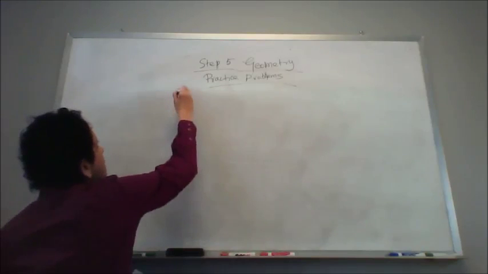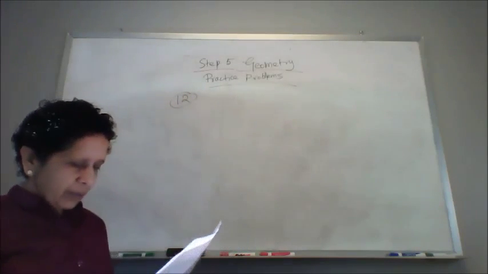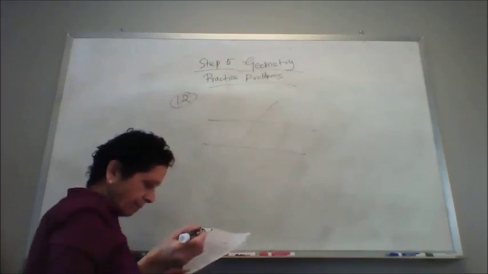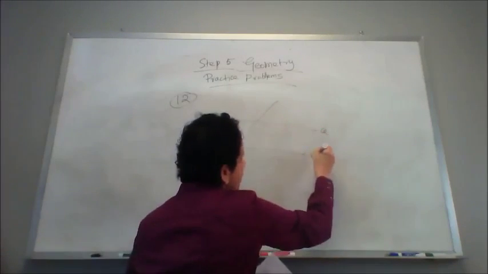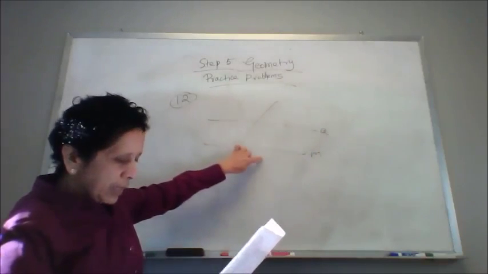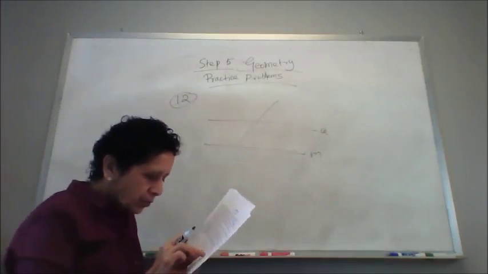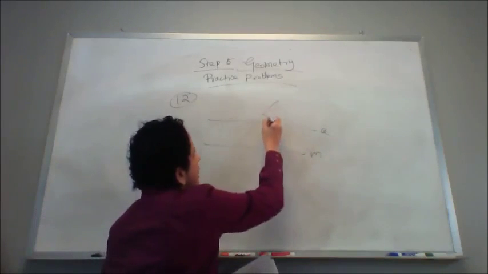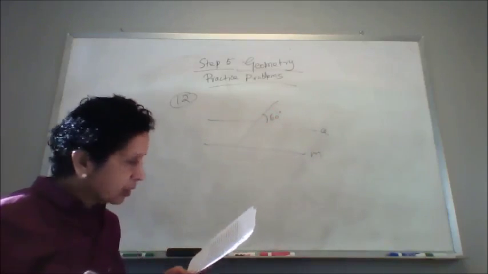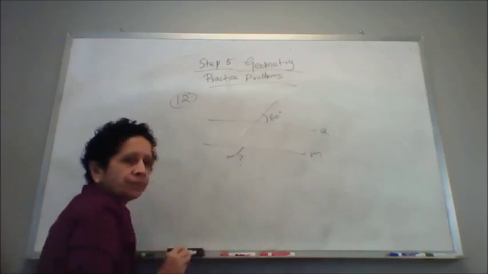So the last problem, problem number 12, it says that in this figure, there is a figure here, let's put the figure here. This is A, this is M. It says that in this figure, line A and line M are parallel, okay? And the measure of angle 2 is 60 degrees. And then they're asking, what is the measure of angle 8, which is this?